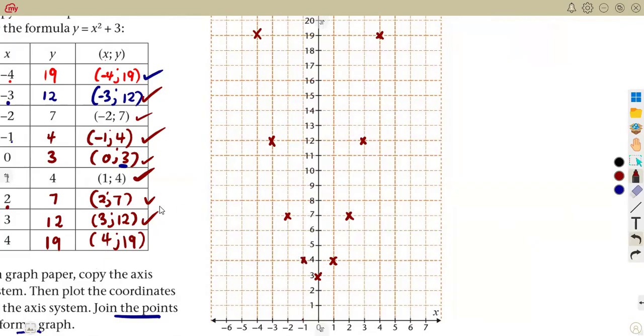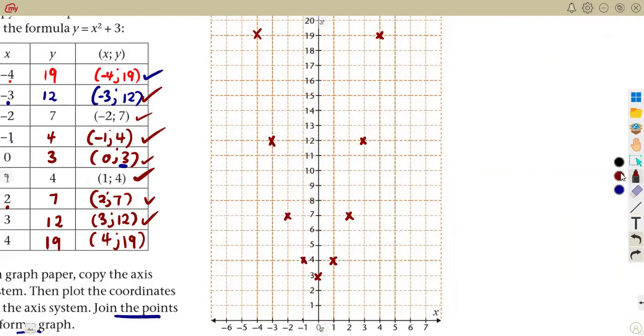And after marking your points, what are you going to do? You have to join. That is what you're given. Join the points. So these are your points. As you can see, it's no longer a straight line like what we had there. So you cannot use a ruler to join this one to this point. We use a ruler, this one to this point. No, it cannot work like that.